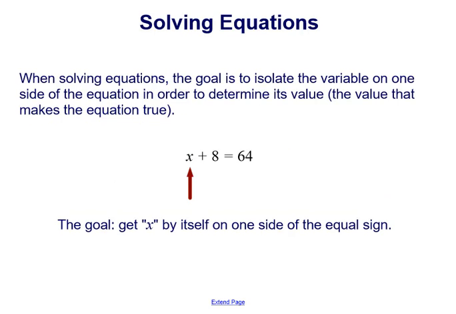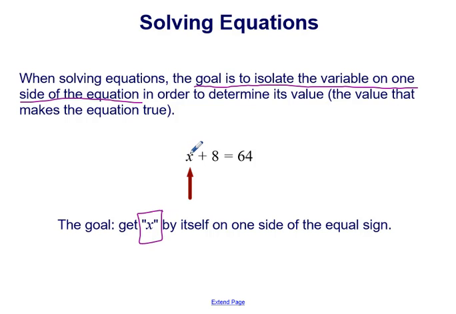So now here's an example of an equation. We have x plus 8 equals 64, and we're asked to solve that equation. When solving equations, the goal is to isolate the variable on one side of the equation to get it completely by itself in order to determine its value, or the value that makes the equation true. Remember, a solution is a value to an equation that makes it true. So our goal is to isolate, to get x, that variable, by itself on one side of the equal sign.